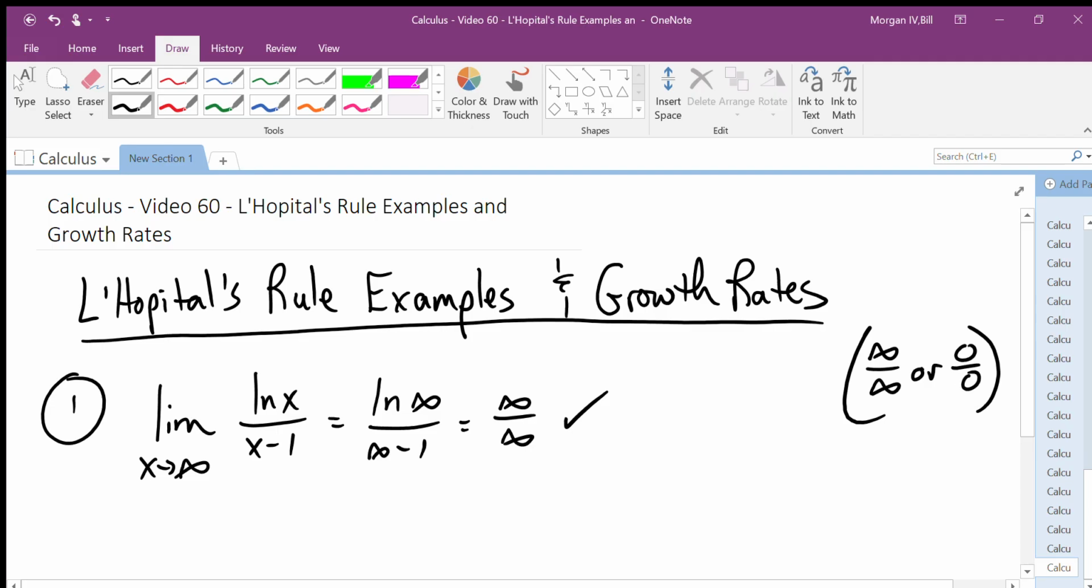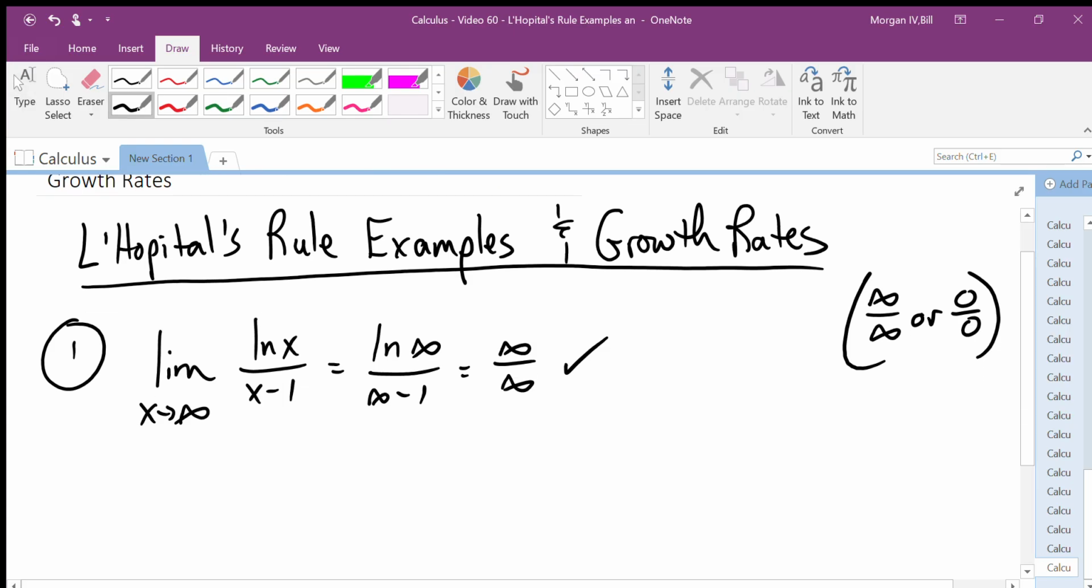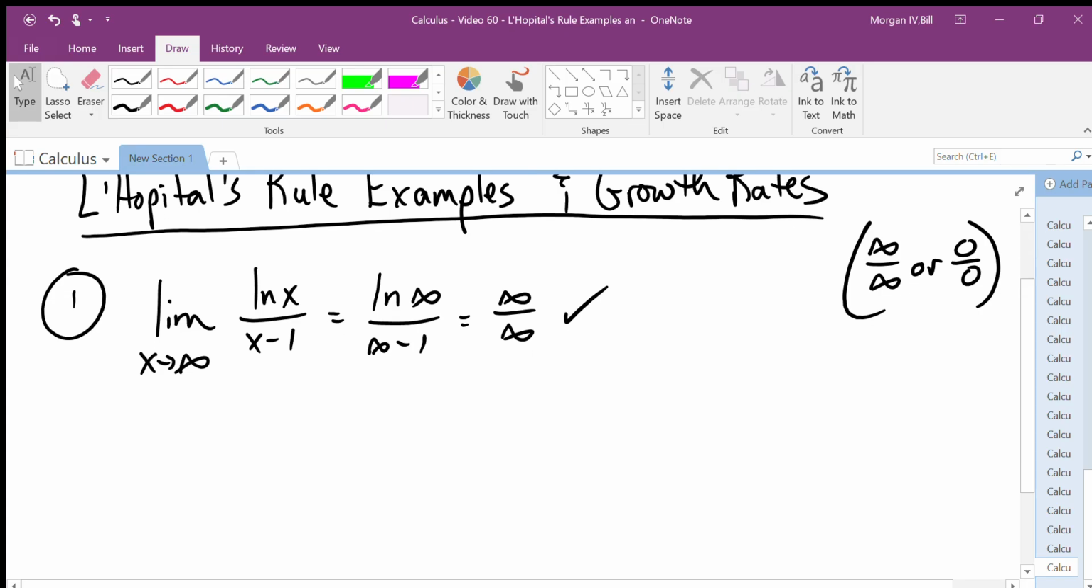So the examples I want to show you today all have to do with x going to infinity. That's our focus for the day. All right, so the limit as x goes to infinity, we get infinity over infinity, so we can use L'Hopital's rule, which means we're going to take the derivative of the top, the natural log of x, and the derivative of the bottom, x minus 1, and see what we get.